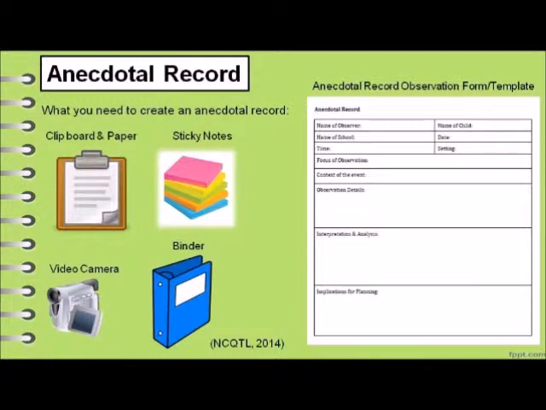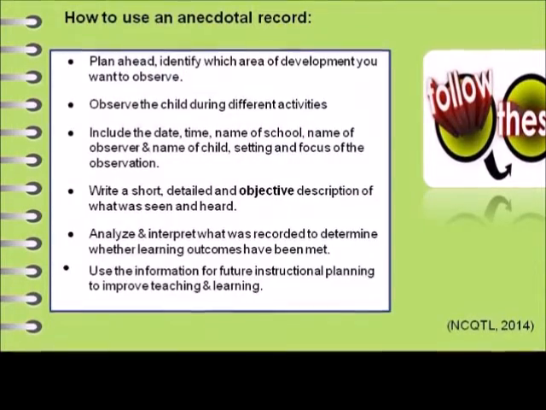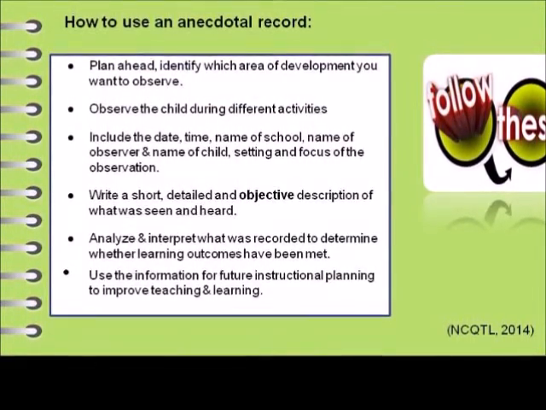In creating an anecdotal record, a clipboard and paper or sticky notes can be used for taking notes while the child is completing the activity. A video camera can also be used to record the activity. However, ensure that permission is given from both the parents and the principal. A binder is needed to store the anecdotal records on each student. In completing the anecdotal record after the activity, use an anecdotal record form for guidance. This would contain essential aspects such as the name of the observer, the name of the child, date, name of the school, time, setting, and focus of the observation, which must be included on each anecdotal record.